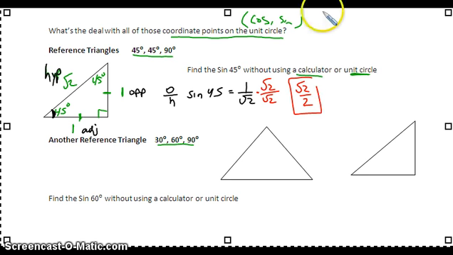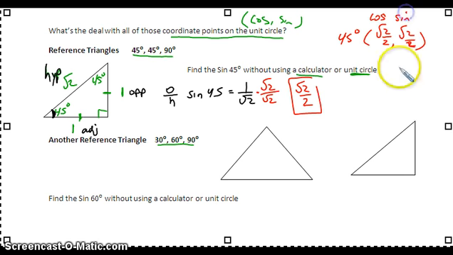And if I actually went to my unit circle and looked at the 45-degree angle, I'd notice that it was giving me a coordinate point such as this: square root of 2 over 2, square root of 2 over 2. Again, recognize that that's just a cosine and sine. And the way that they were getting this was just using right triangle trig.